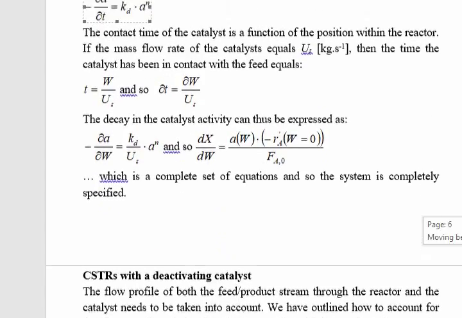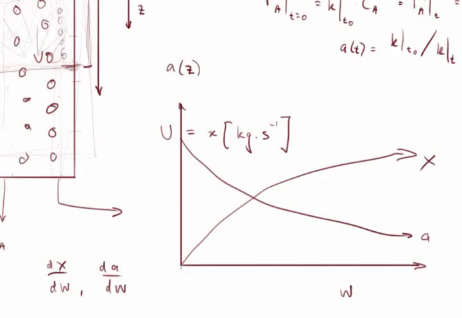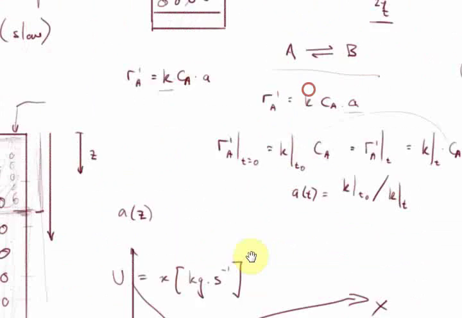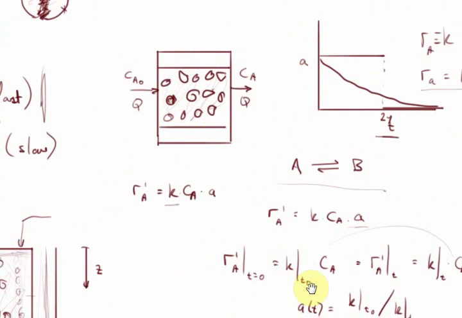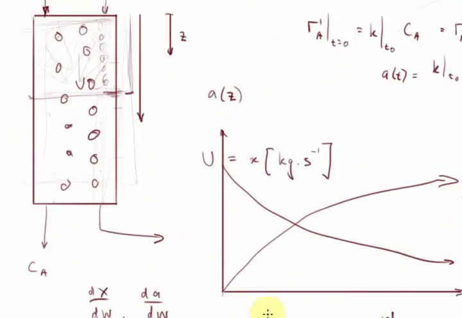Okay, so those are the two extreme scales in terms of activity, and those are the strategies we can use. We can change the operation in the reactor, or we can look at regenerating our system.